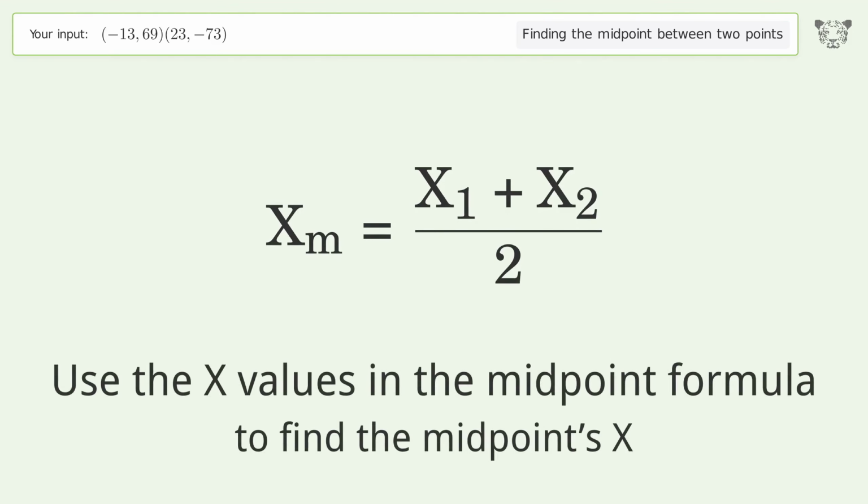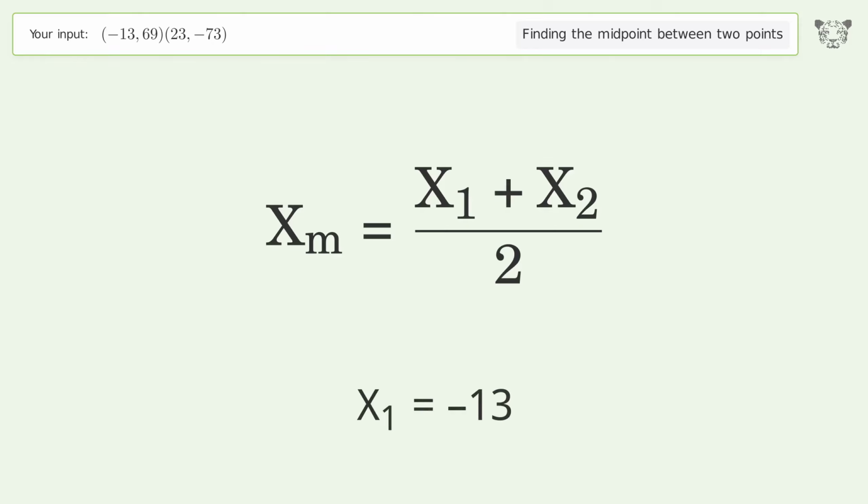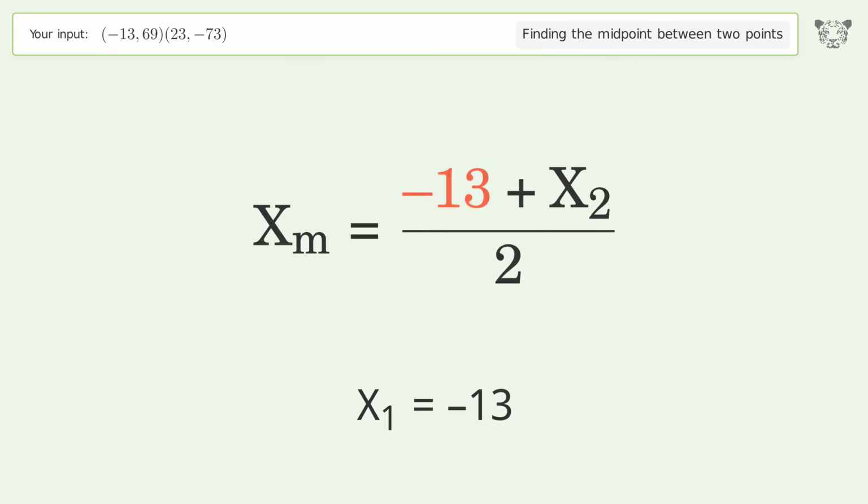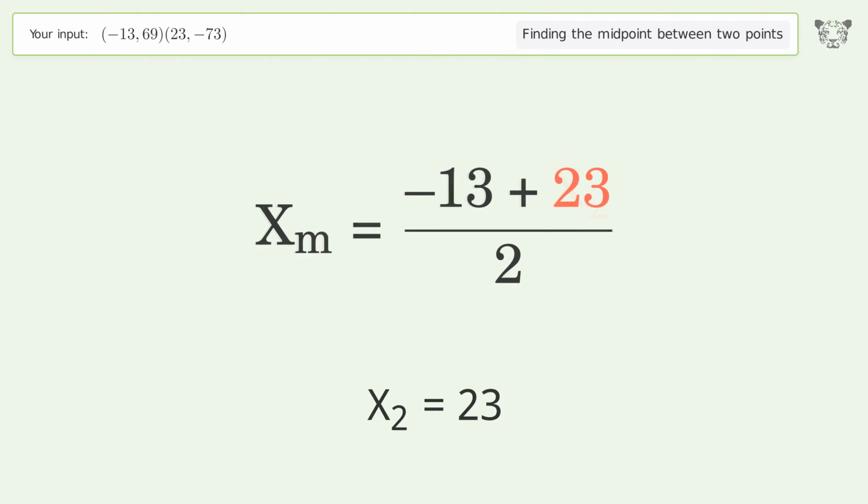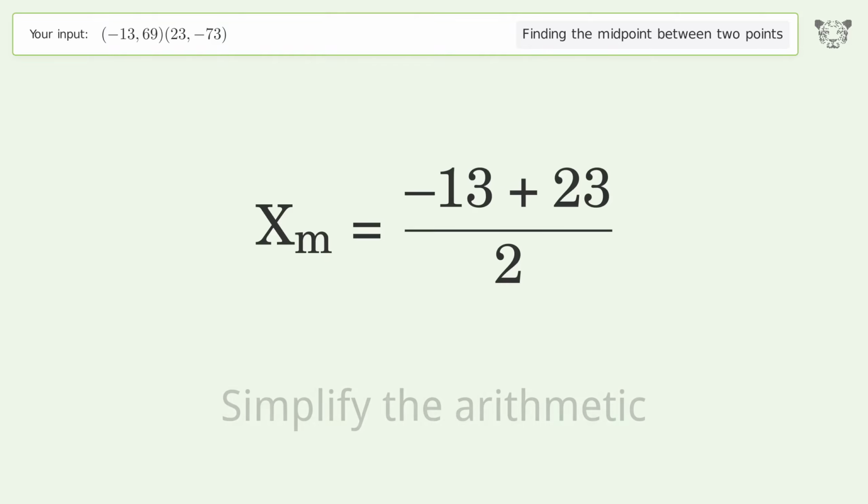Use the x values in the midpoint formula to find the midpoints x. x1 equals -13. x2 equals 23. Simplify the arithmetic.